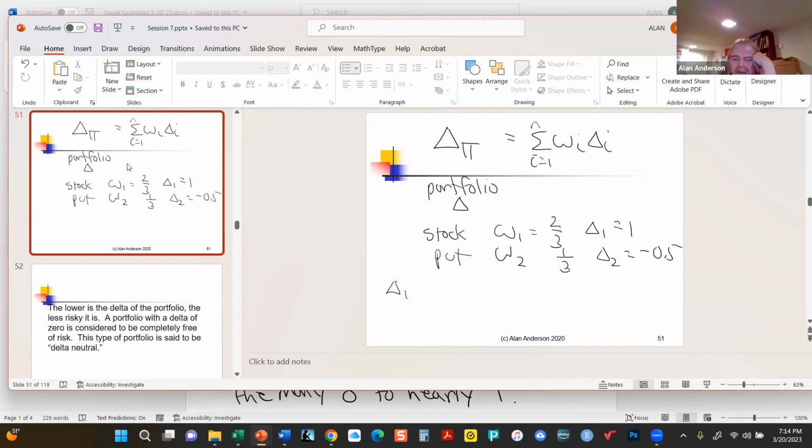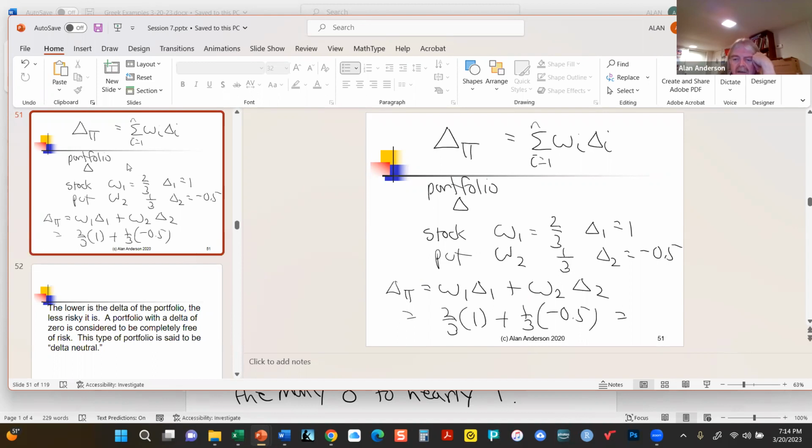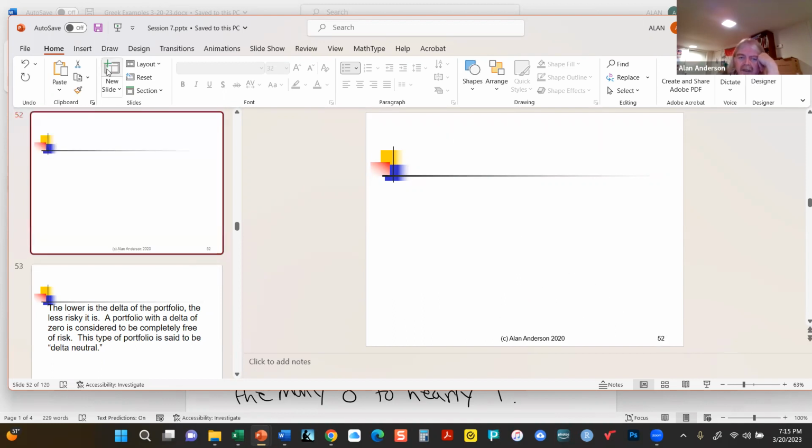So the portfolio delta is W1 delta 1 plus W2 delta 2, 2/3 of 1, plus 1/3 of -0.5. And so that's 2/3 minus 1/6, which I've run out of space. And algebraically, we know how to handle this. I can just rewrite this as 4/6 minus 1/6 equals 3/6, which is 1/2.